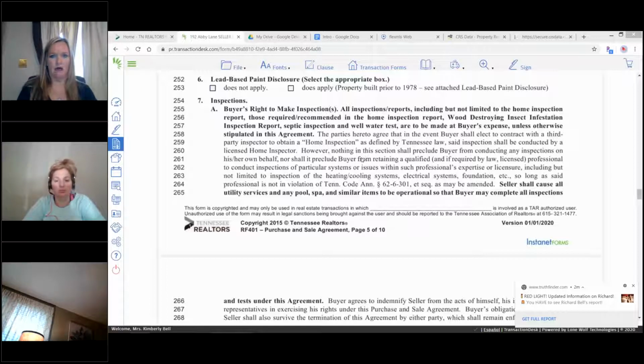Okay. So they can do their own inspection. It doesn't have to be a licensed inspector. Interesting. Seller shall cause all utility services and any pool, spa, or similar items to be operational so that the buyer may conduct inspections.